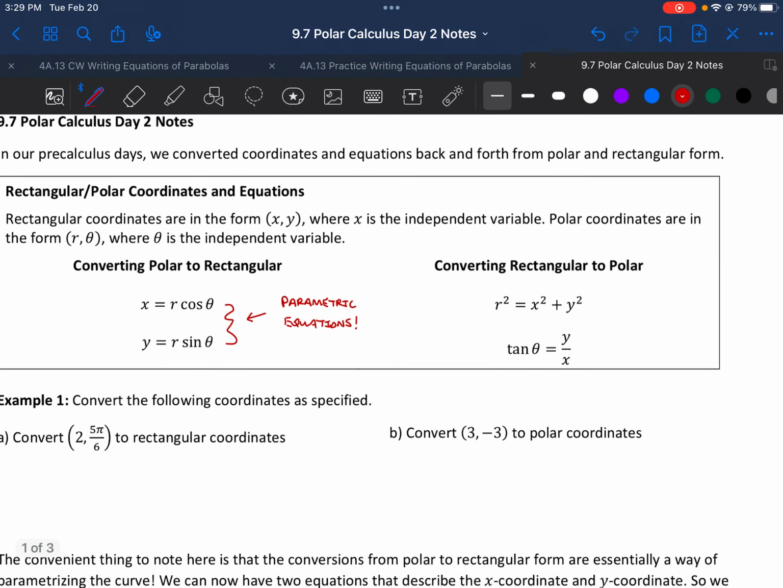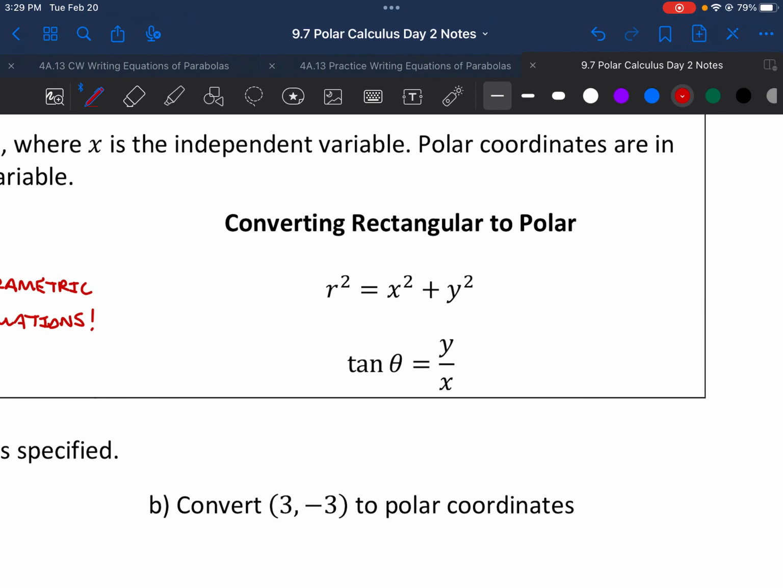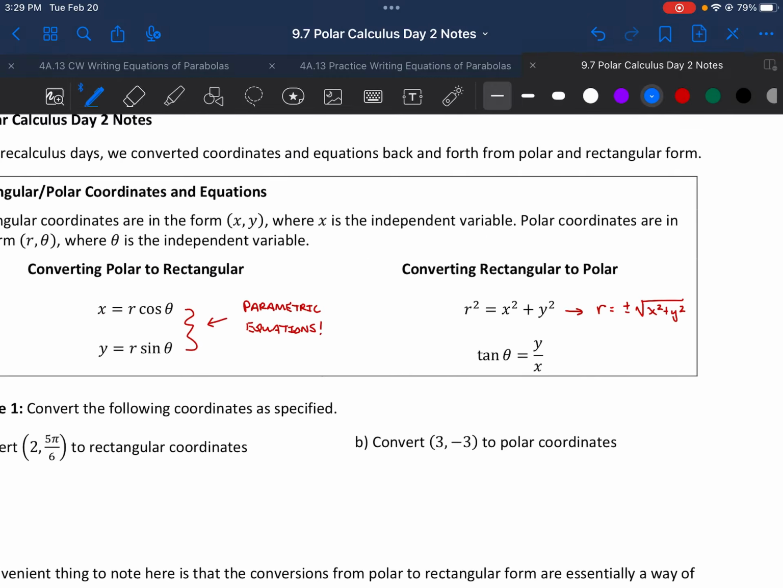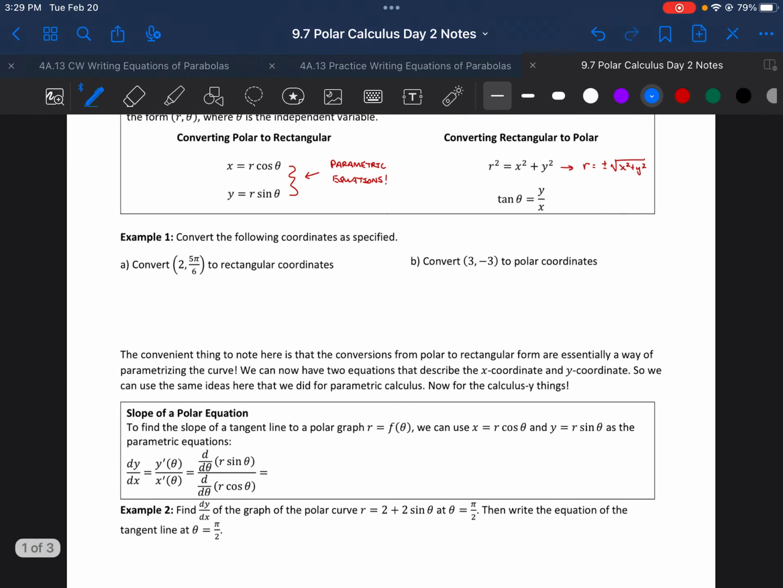Okay, we also had the formulas that helped us convert from rectangular to polar. R squared equals x squared plus y squared, and tangent of theta equals y over x. For r squared equals x squared plus y squared, taking the square root of both sides, this would also give us r equals plus minus square root of x squared plus y squared. Okay, so let's look at our first example, and then we'll start to actually do calculus things.